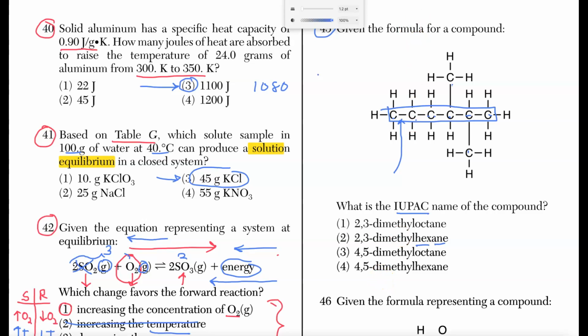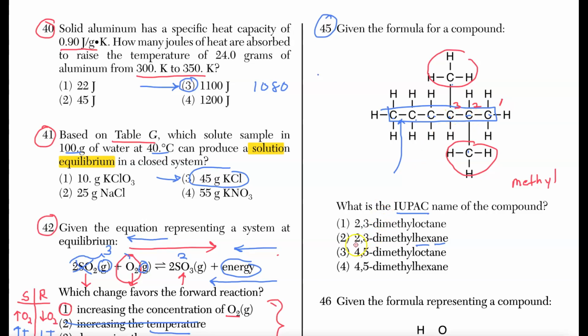Now, we have two attaching groups. They're the same group, but they attach differently. This is a one-carbon group. This is a one-carbon group. If you go to table P, that's a meth. If it's an attaching group, we add a YL. So these are two methyl groups, and they're attaching to the longest continuous chain. And part of the IUPAC naming system is that we put the attaching groups on the lowest number carbon possible. So we could count this 1, 2, 3, 4, 5, or if I count the other way, this would be carbon 1, carbon 2, and carbon 3. It'll be 2, 3.